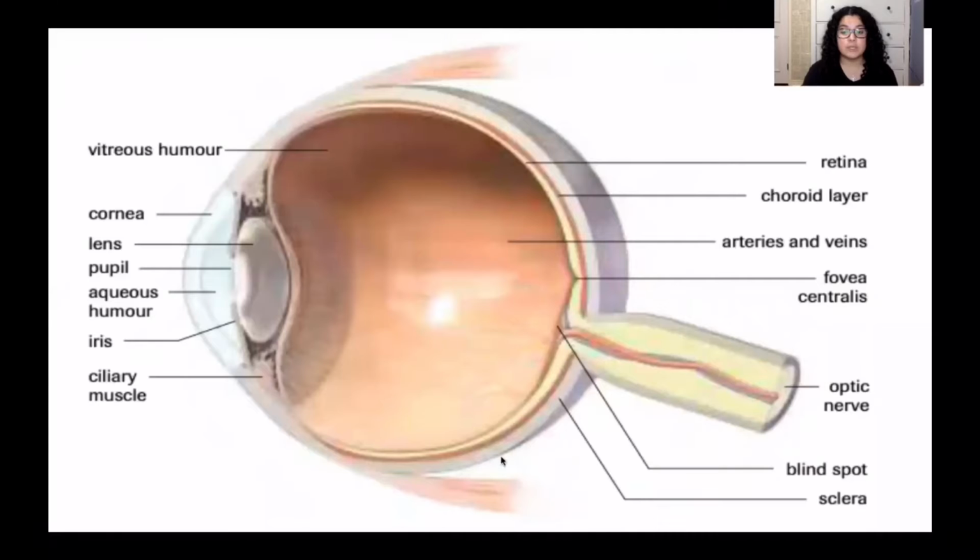Now, if you see the picture, there is the sclera. It is the outermost layer. Now, the front of the sclera is a clear, bulging cornea, and if you see over here, the cornea. And it acts as a window to the eye by bending light towards the pupil.